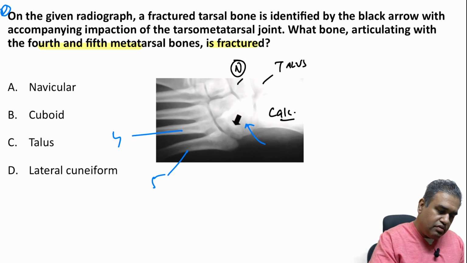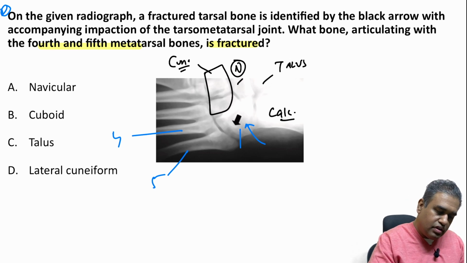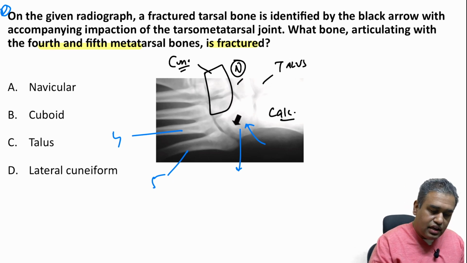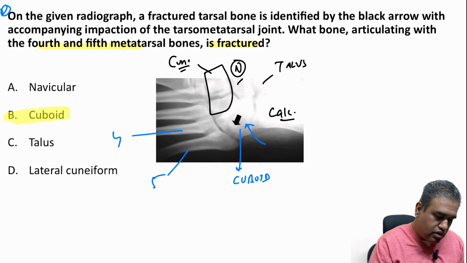In front of navicular, we have these bones as the cuneiforms. These are the three cuneiforms. And the labeled one over here, this one is what? It is forming a joint with the calcaneum present behind, that is the cuboid bone. So this bone is a cuboid, and I am sure that has to be one of the options.